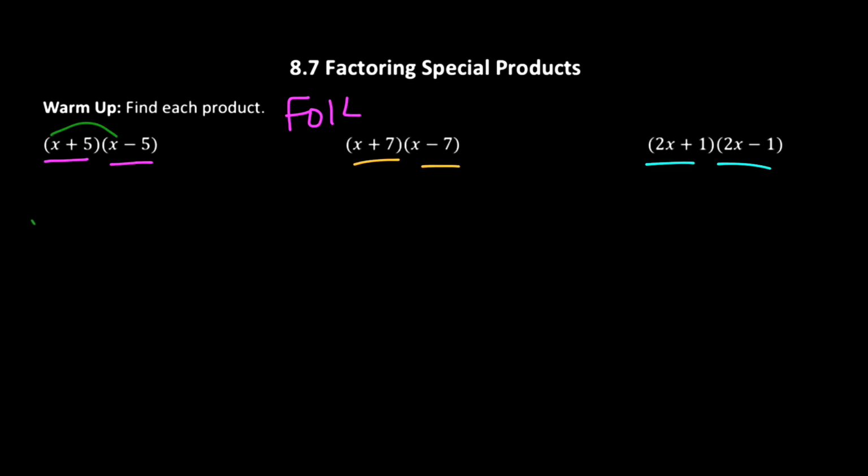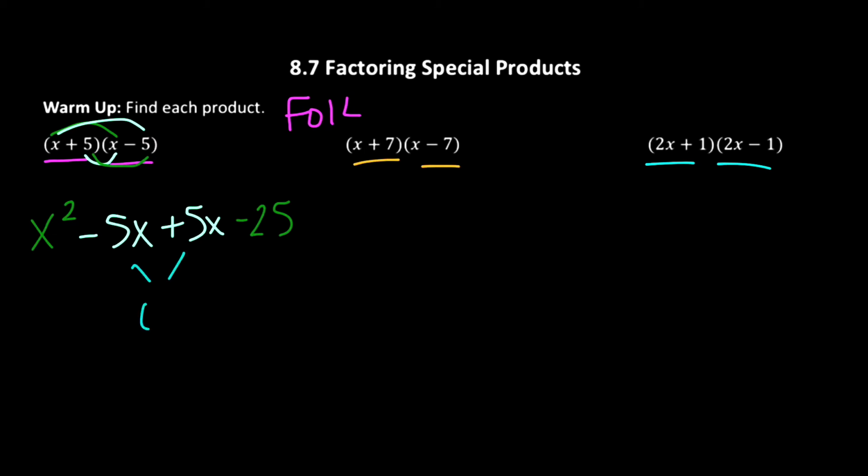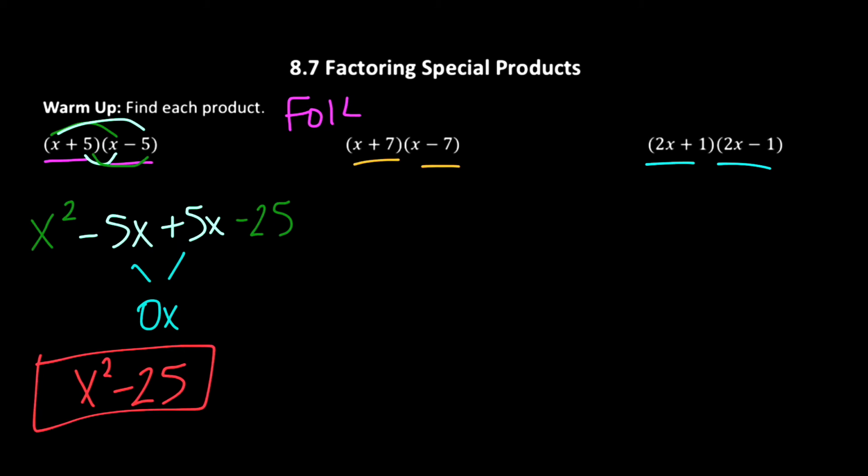So x times x gives me an x squared. X times negative 5 is a negative 5x. 5 times x is a positive 5x. And then lastly, 5 times negative 5 gives me a negative 25. So when I go through and collect my like terms, this negative 5x plus 5x is leaving me with 0 x's. Essentially, those two terms are just canceling out one another. And so when I write my simplified answer, I am only left with these two terms, an x squared minus 25.